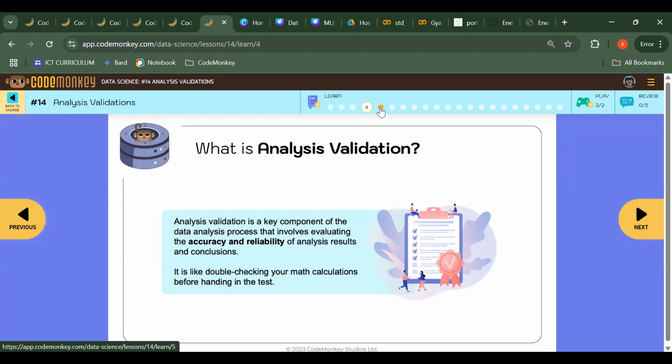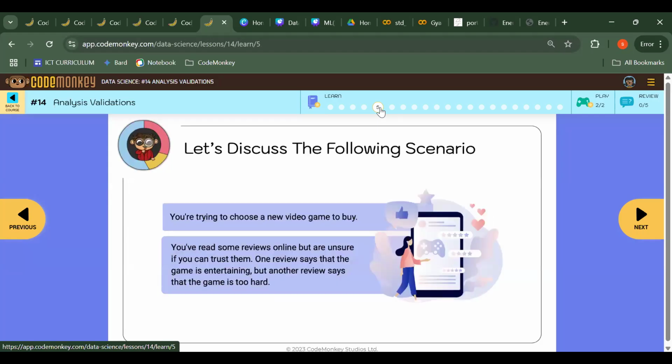Another example. You are trying to buy a new video game. You have read some reviews online. Before buying the game, you have searched on the Google search page, but you are unsure if you can trust them. One review says that the game is entertaining, but another review says the game is too hard.